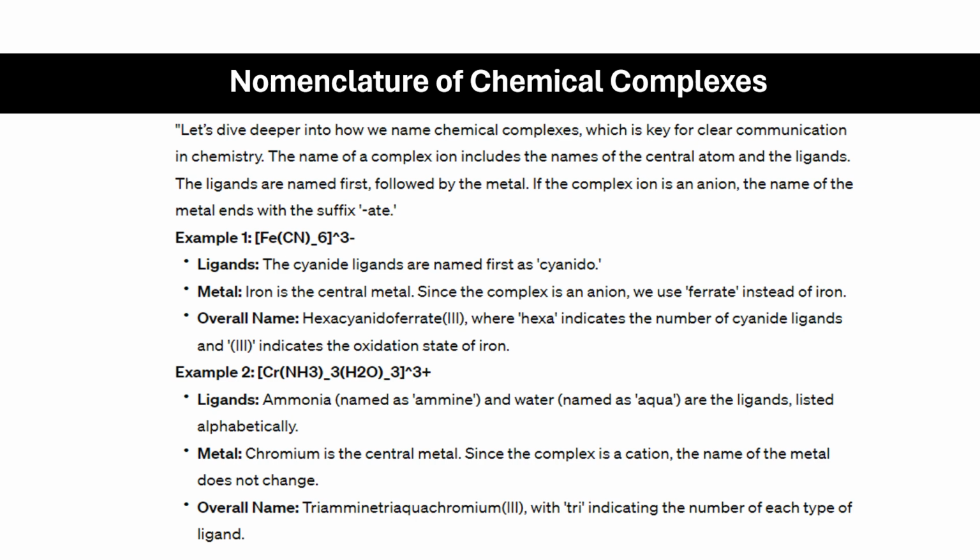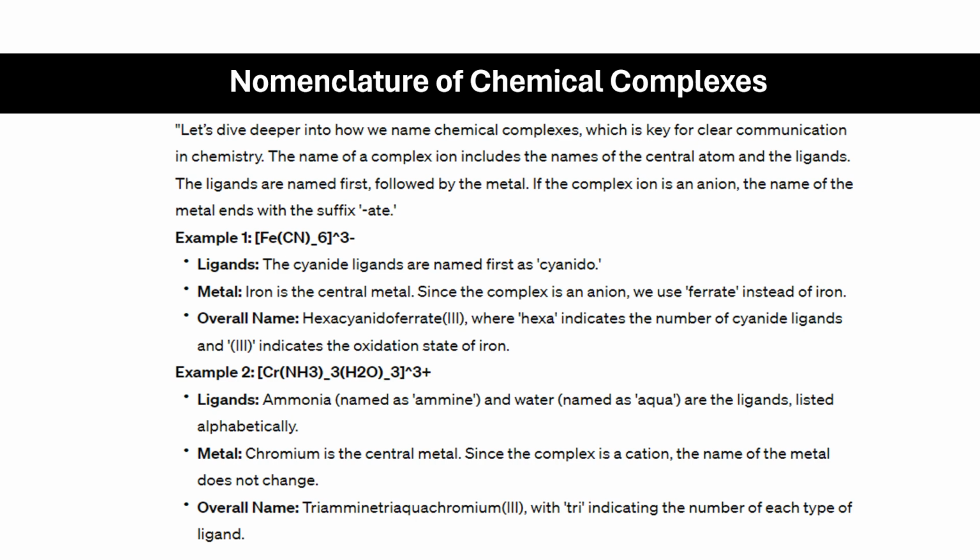So how do we get the oxidation state? It's just 6 plus negative 3. That's the oxidation state of iron, so it would be positive 3.